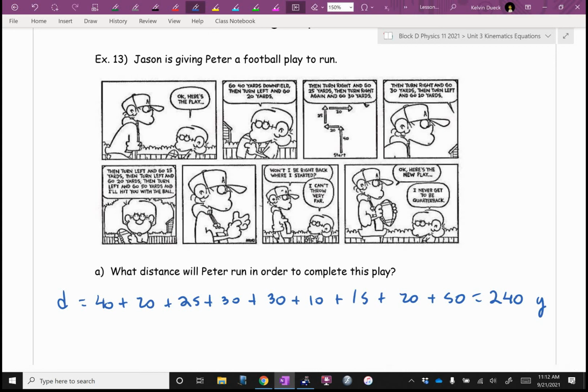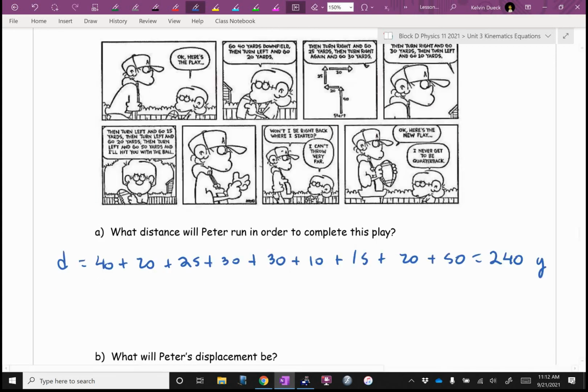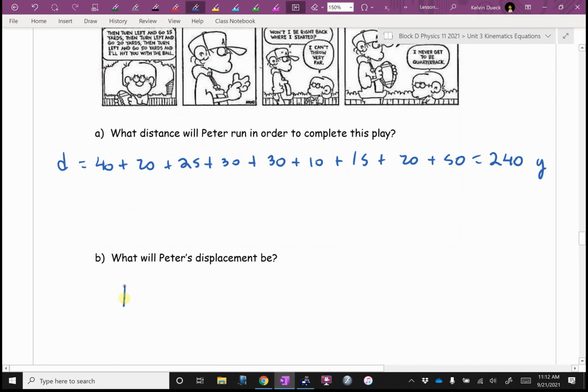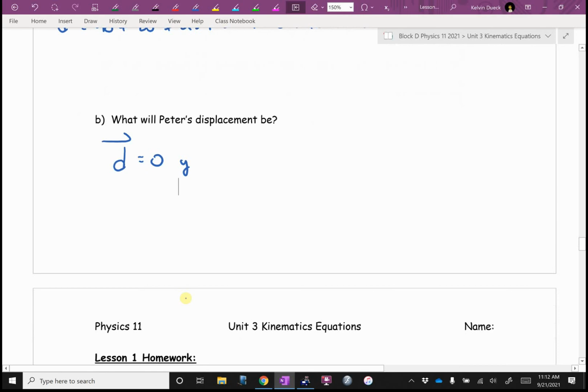What's the answer to B? What's Peter's displacement if he ends up right back where he starts from? 0. We have actually gone out on the field and run this play just to see if it works. And the physics is correct. You do end up right back where you started from. No, we're not going to do that today. Why do you run 240 yards just to make that? Oh, it's good physics, though.